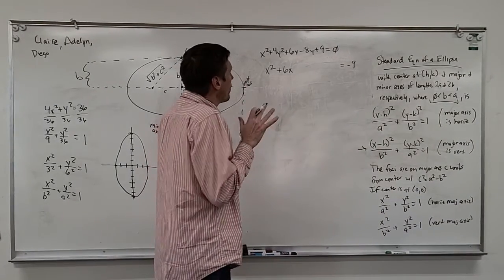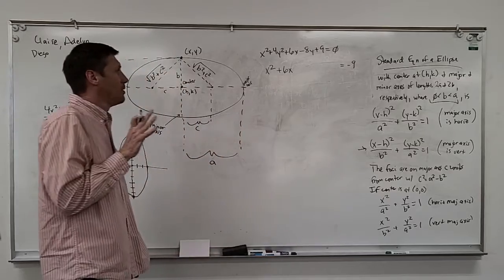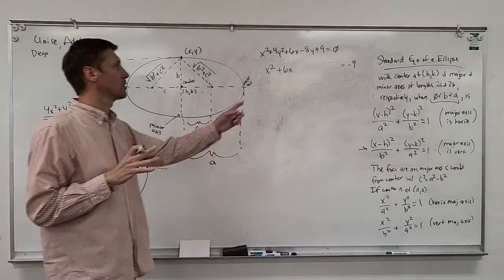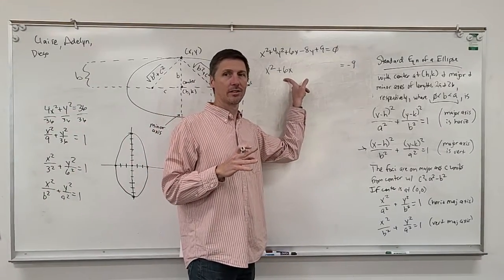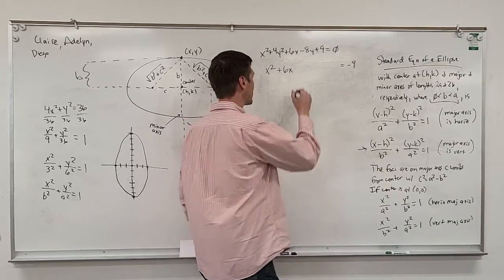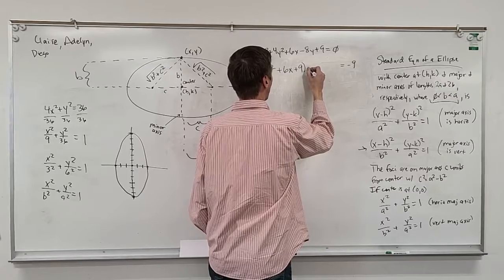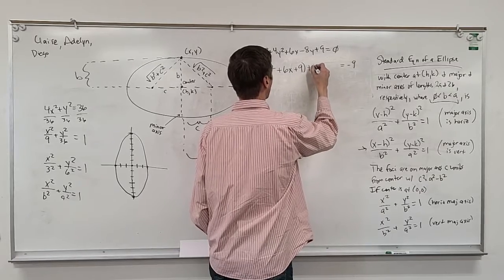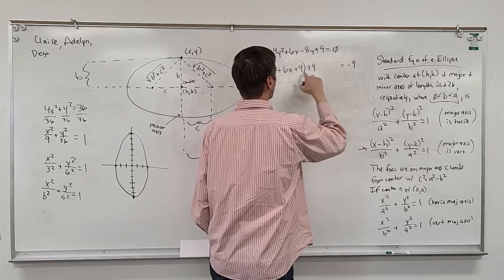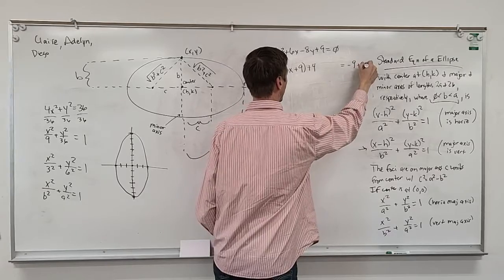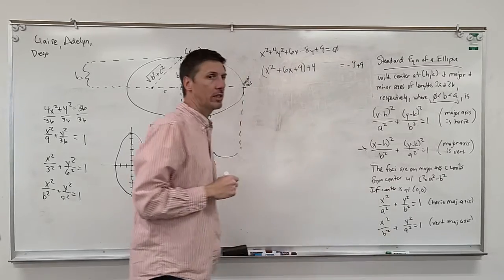Let's do this one first. Half of 6 is 3, and 3 squared is 9. So that's our 9. This one here, we're going to have to pull this 4 out. So I added a 9 here, so I'm going to have to add a 9 over here. All right, don't forget to do that. That's important.